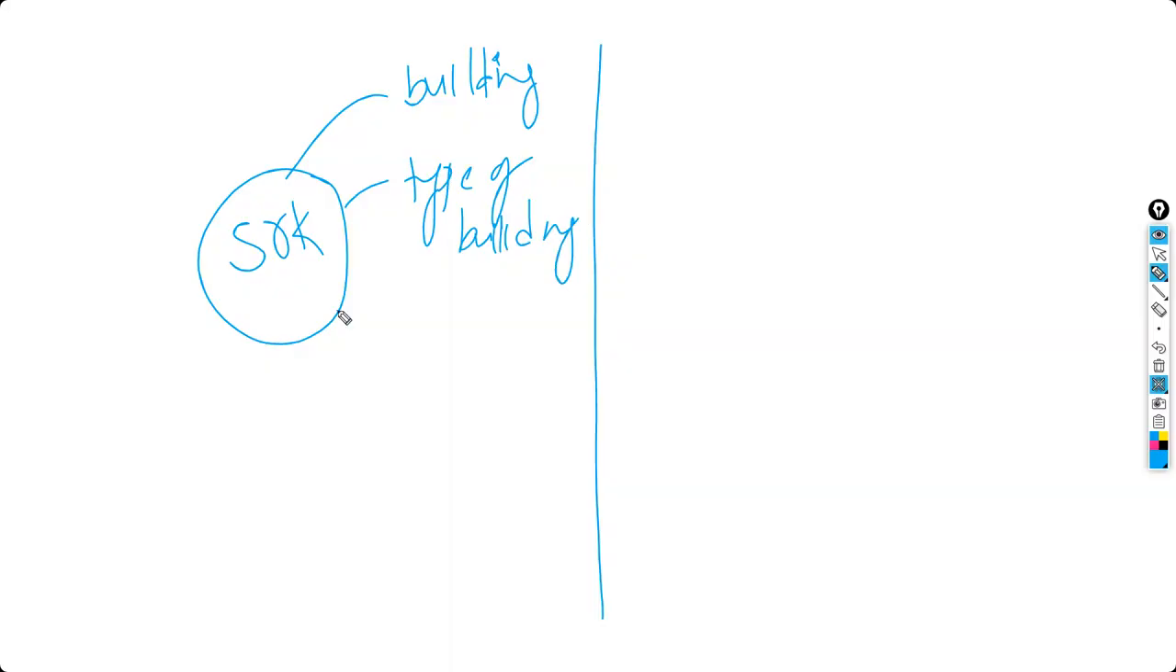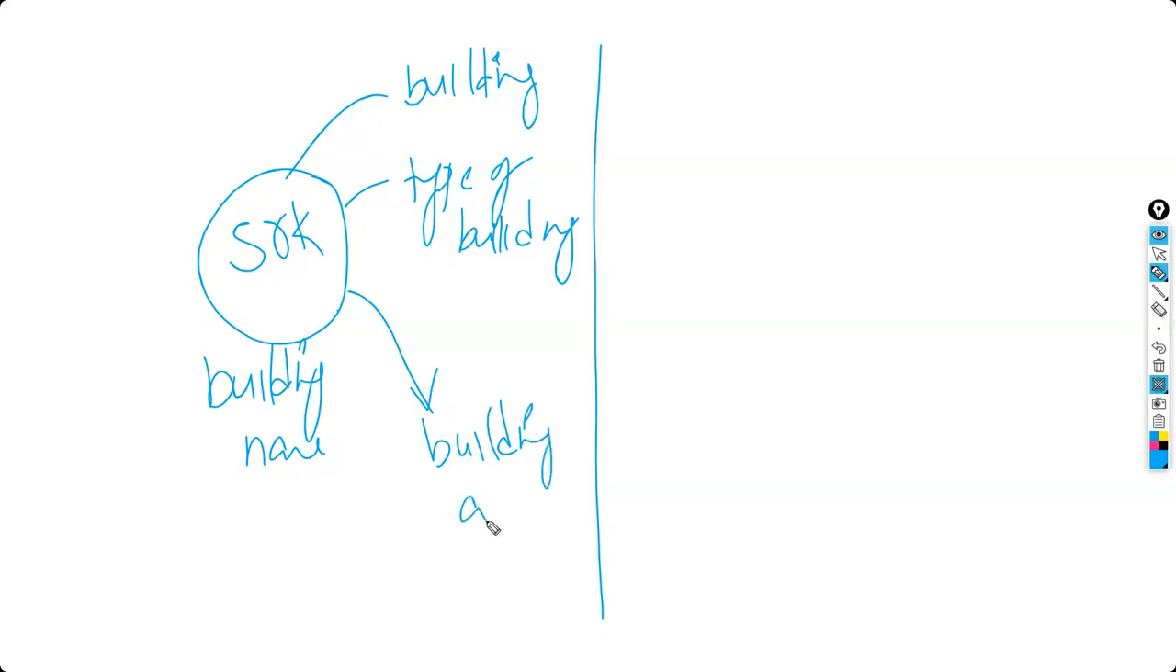And this building will have some name. Every building will have some name. Along with that, the building also will have an address. Basically, SRK is stored inside a building. Now, similarly, in any programming language, not only in Python, in all programming languages, the value is stored inside an object.